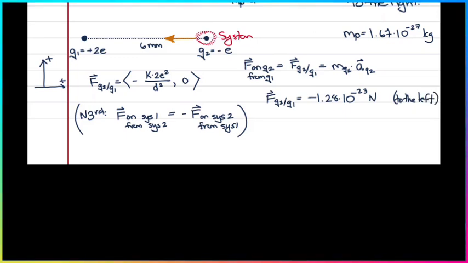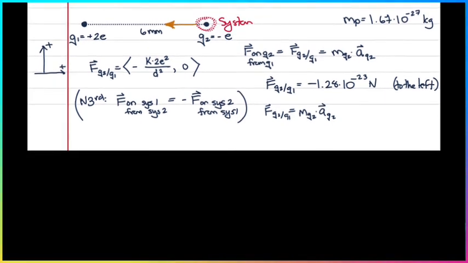But now we have to be careful. The acceleration is not the same in the opposite direction. Newton's third law doesn't say anything about accelerations. Newton's second law says that the force on Q2 from Q1, since that's the only force, is equal to the mass of Q2 times the acceleration of Q2. So since the force now has a new negative sign, but then the masses are not the same either.